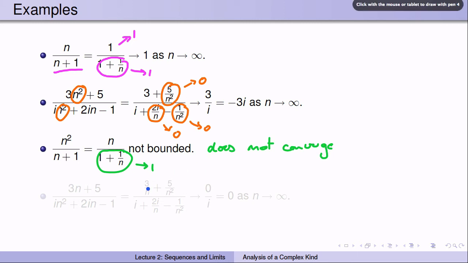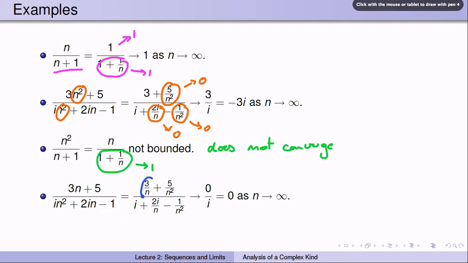And finally, let's look at this example. 3n plus 5 divided by i n squared plus 2i n minus 1. Again, let's pull an n squared out of both numerator and denominator. The numerator becomes then 3 over n plus 5 over n squared. The denominator becomes i plus 2i over n minus 1 over n squared.